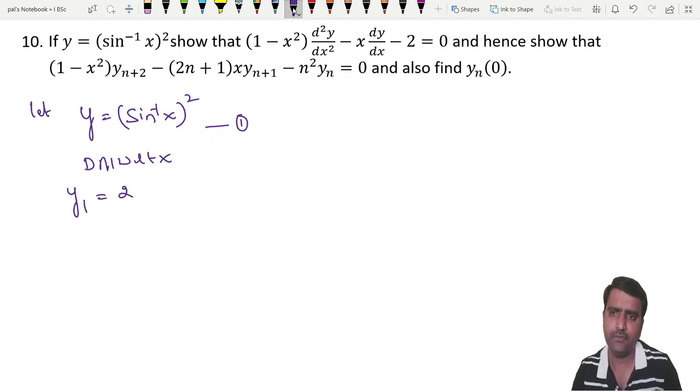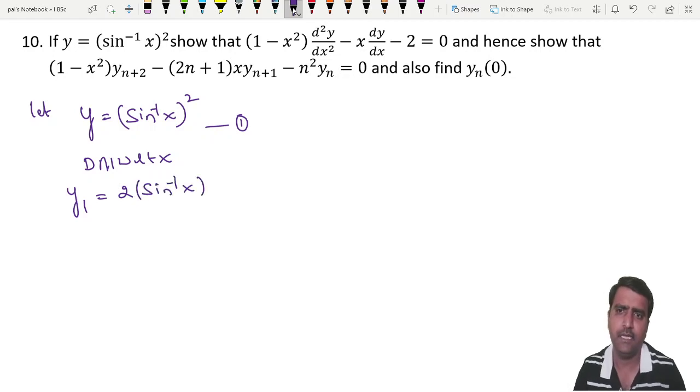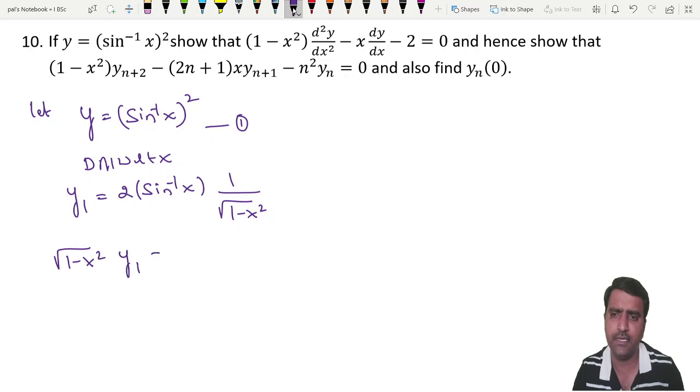y1 is equal to 2 into sine inverse of x. So I am differentiating its power. Again, differentiation of sine inverse of x is 1 by root of 1 minus x square. Now you take this root of 1 minus x square, cross multiplication. It gives that root of 1 minus x square into y1 is equal to 2 sine inverse of x.